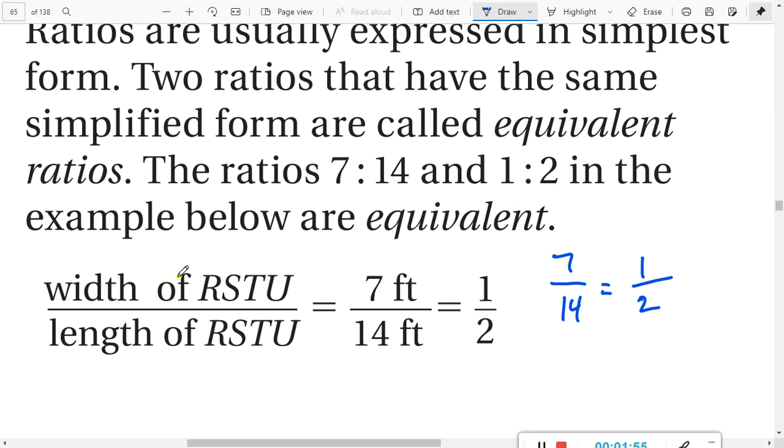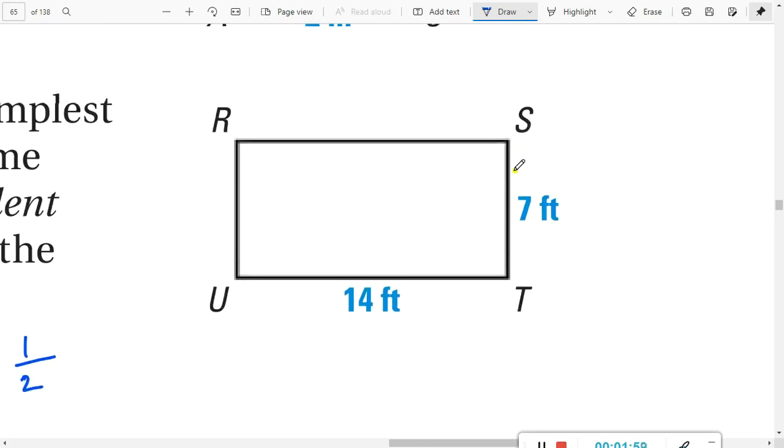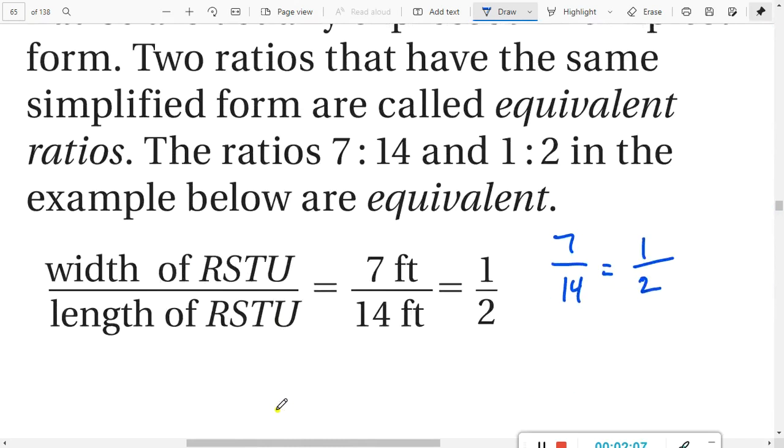If you take the width of RSTU, that's right here, it's 7. And the length of RSTU is 14. So it's just 7 over 14. And typically you want to have the units match so that you can cancel the units as well.